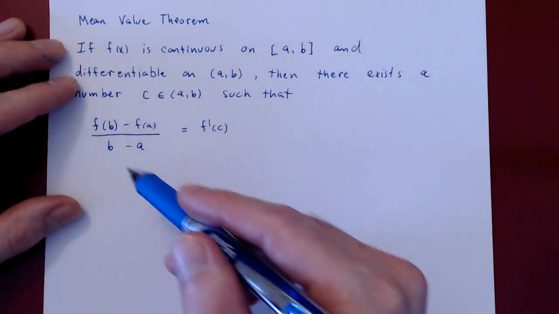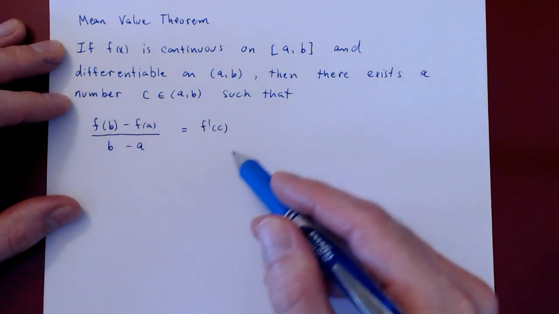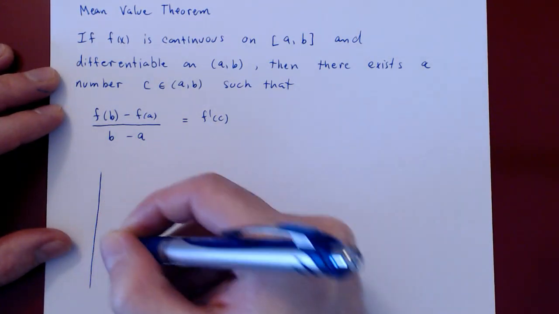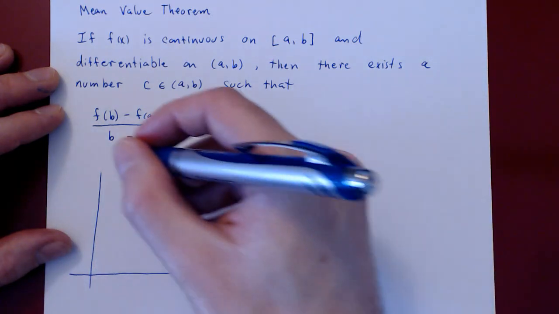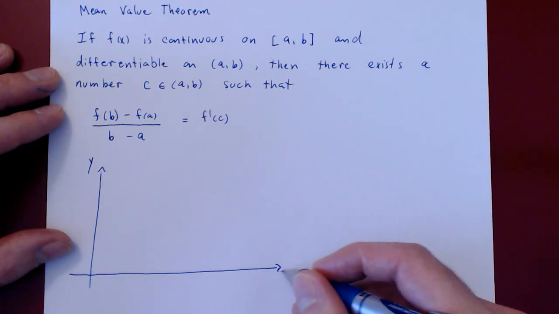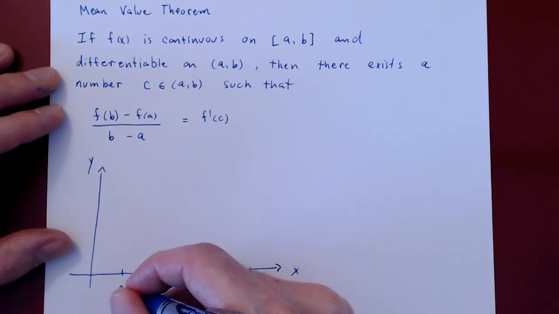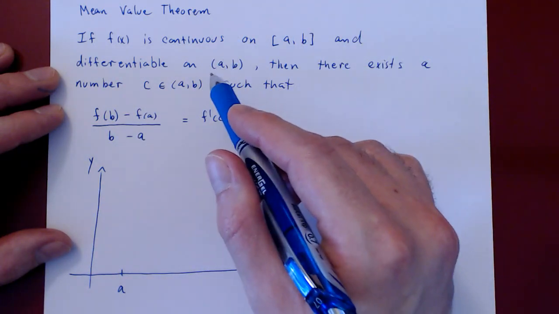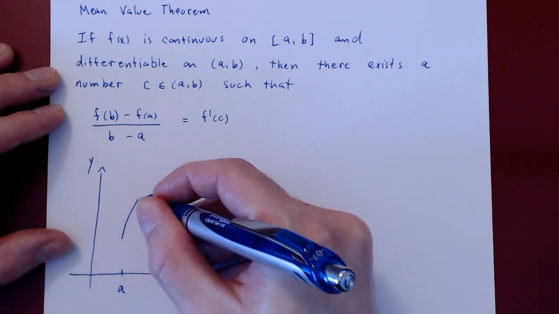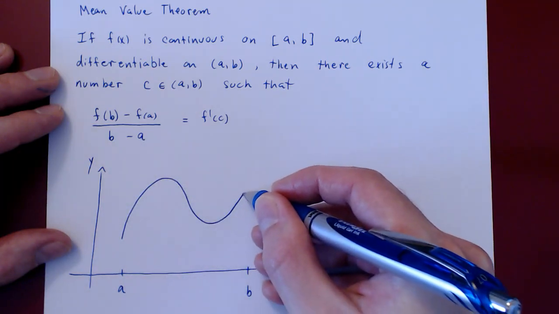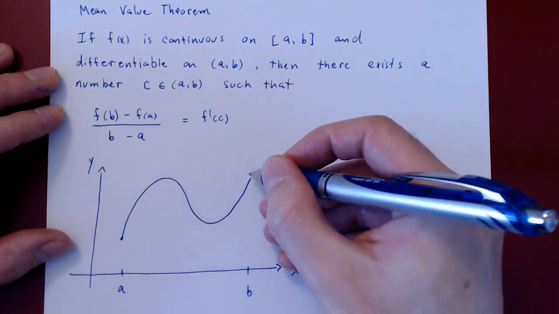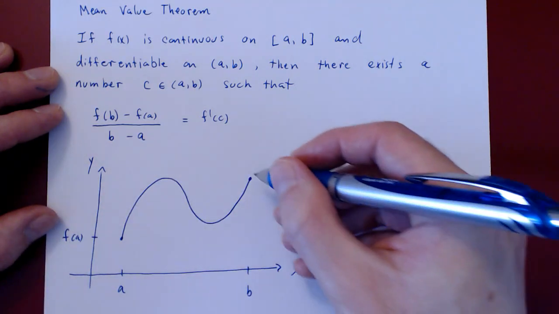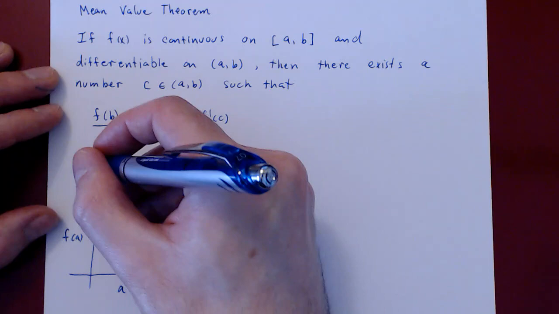And if we look at this problem geometrically, you will see why this is very intuitive. So let's sketch a graph of an arbitrary function on an interval from a to b. Again, the assumption is on this interval the function is continuous and differentiable on the open interval. Say the function looks like this. So this is the point a, f of a. This is the point b, f of b.